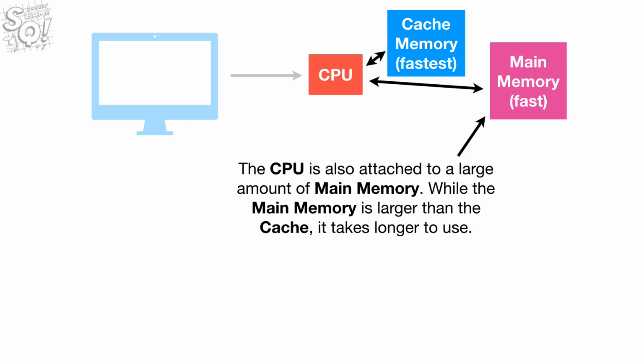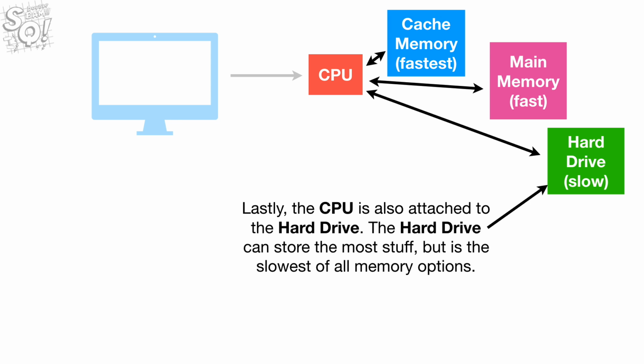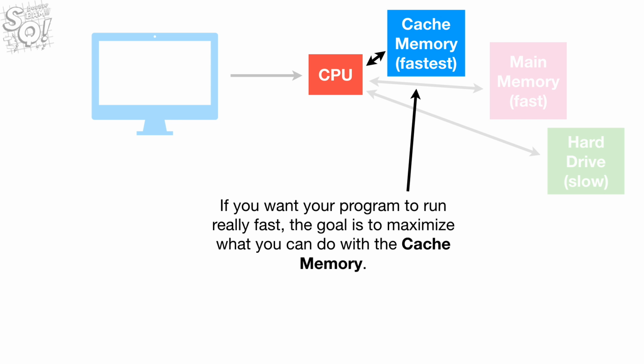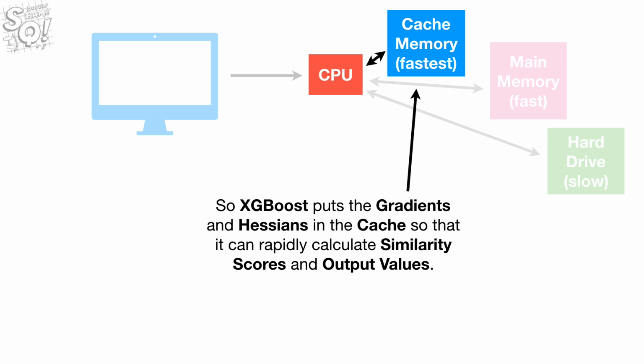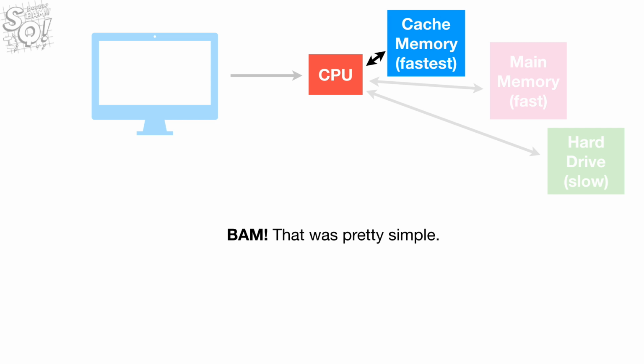The CPU is also attached to a large amount of main memory. While the main memory is larger than the cache, it takes longer to use. Lastly, the CPU is also attached to the hard drive. The hard drive can store the most stuff, but is the slowest of all memory options. If you want your program to run really fast, the goal is to maximize what you can do with the cache memory. So XGBoost puts the gradients and Hessians in the cache so that it can rapidly calculate similarity scores and output values. Bam! That was pretty simple.